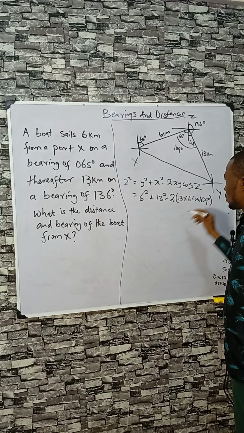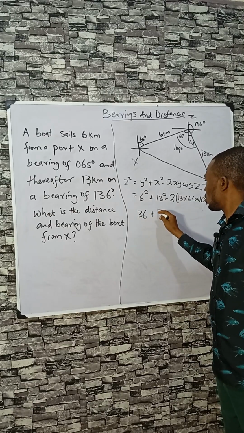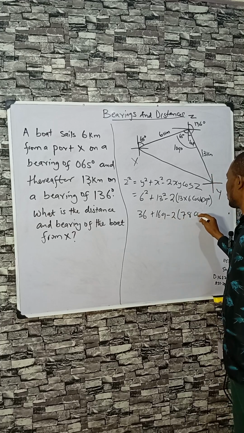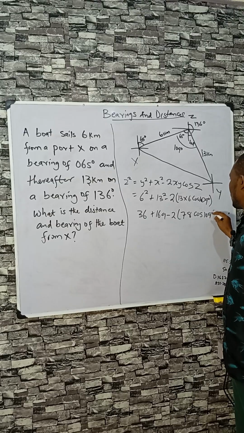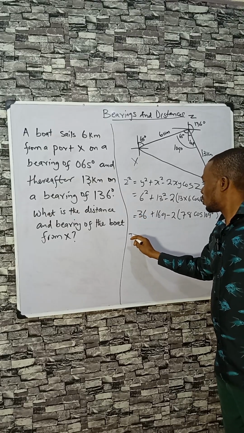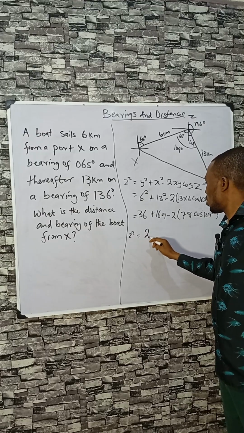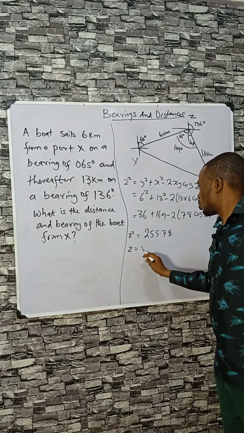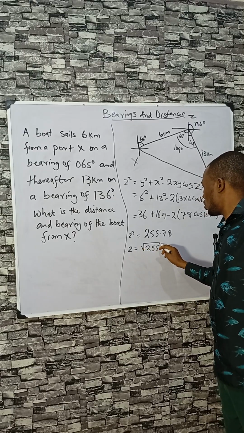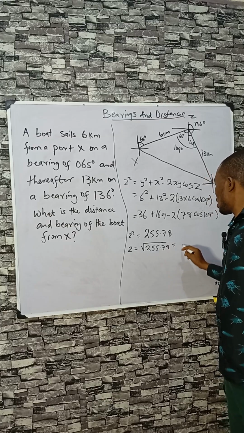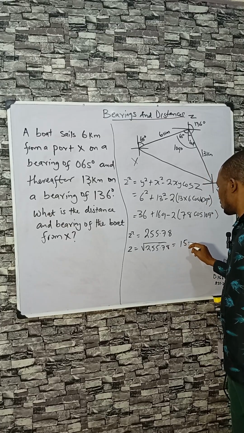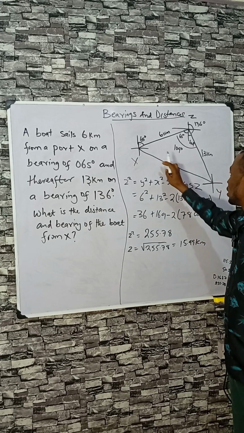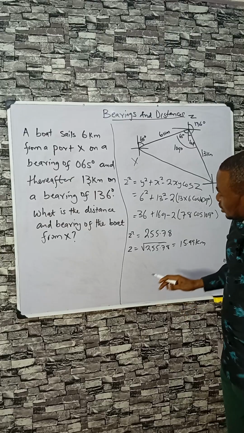This is 36 plus 169 minus 2 times 78 cos 109 degrees. If you add all of this, at the end you have 255.78. Then the square root of 255.78 is 15.99, in kilometers because the length is in kilometers. Now that is the distance.